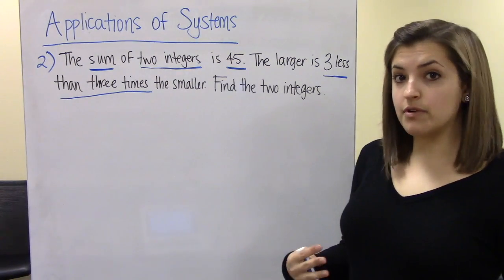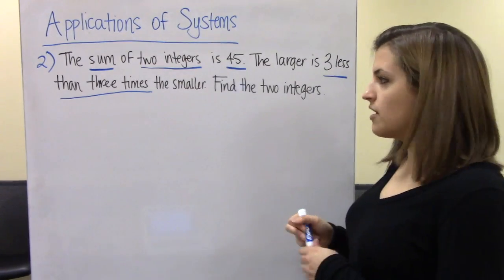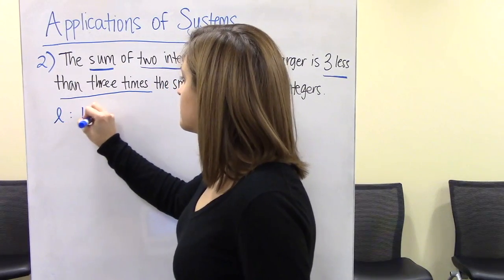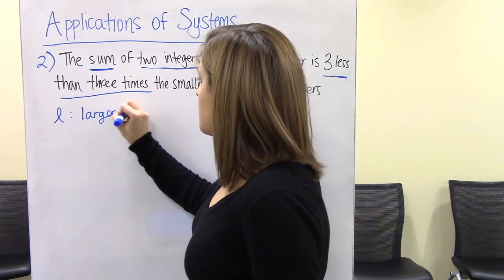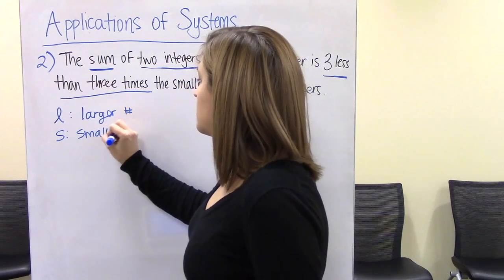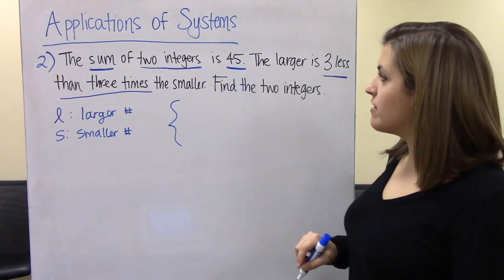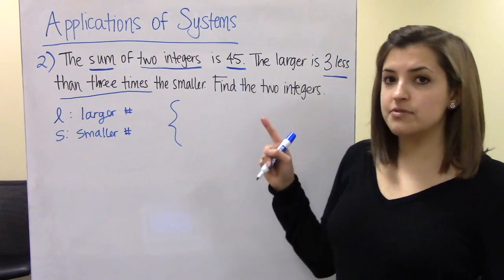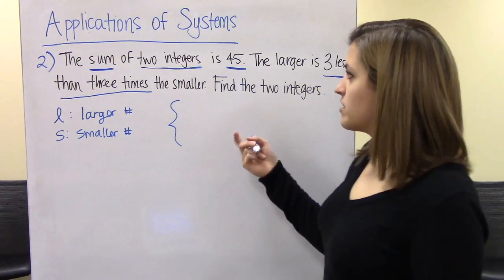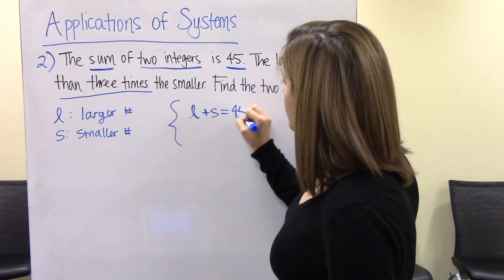Well, we're asked to find the two numbers, and we know one is larger and one is smaller. So I'm just going to call these two L and S. So L is my larger number, and S is going to be my smaller number. Now I can set up a system of equations. I know the sum of the two integers is 45, so that means the larger plus the smaller equals 45. So L plus S equals 45.